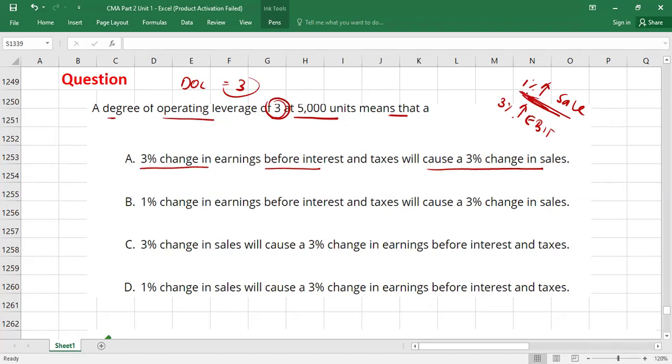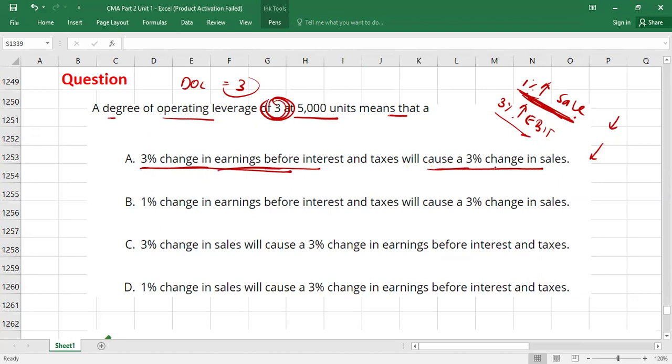It means if your sale will increase by 1%, your EBIT will increase by 3%. If your sale will decrease by 1%, your EBIT will decrease by 3%. So you have to find out the interpretation here. Every 1% increase in sale, because our answer is 3. So let's read it here. They're saying 3% change in EBIT, correct.